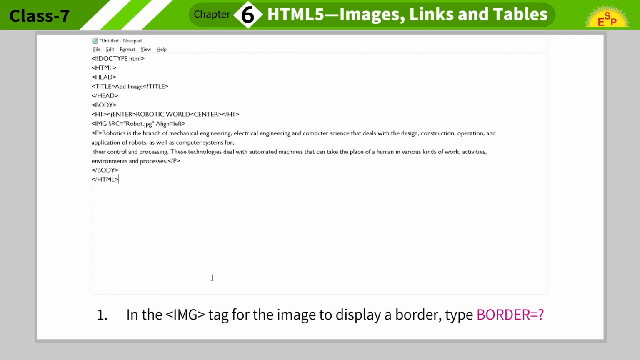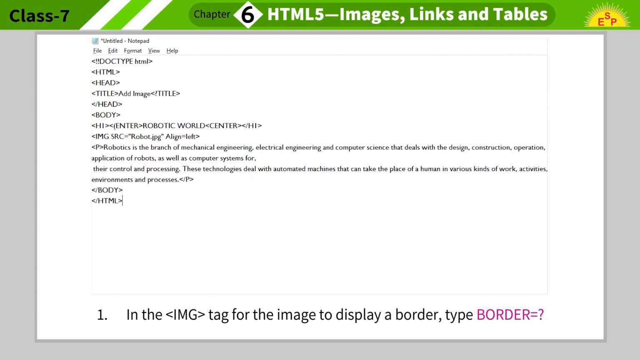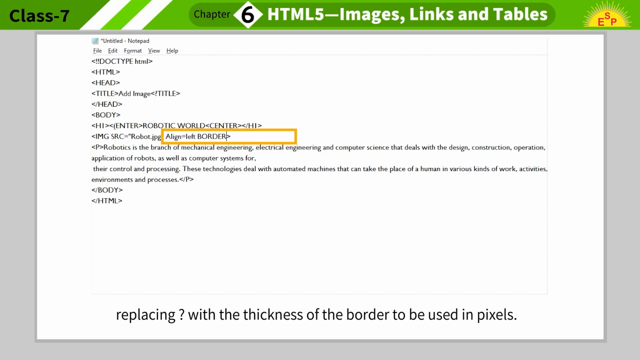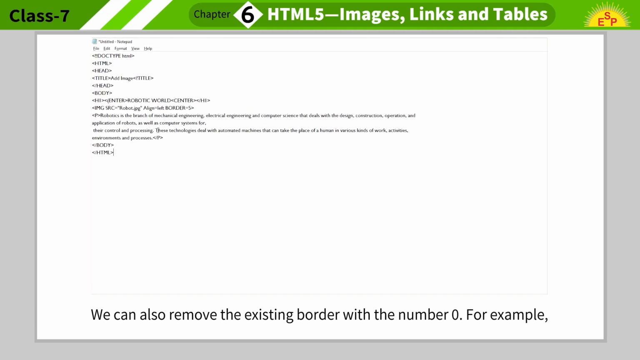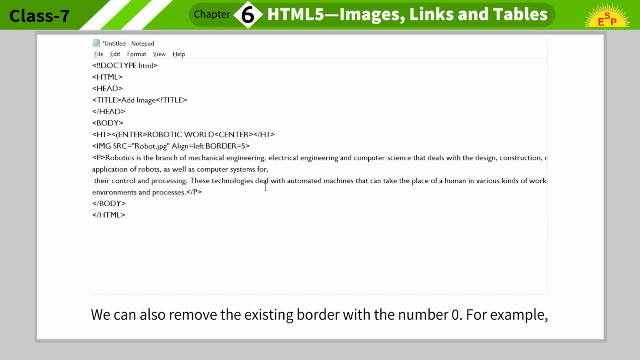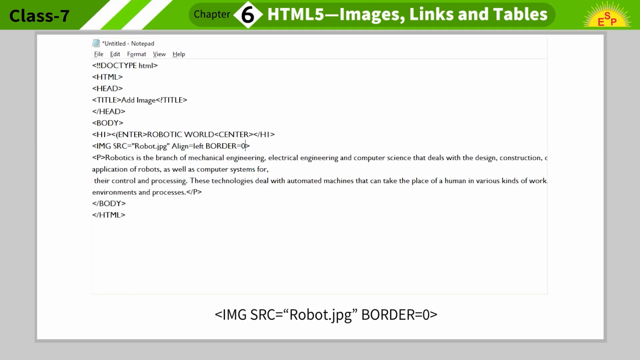Step 1. In the img tag for the image to display a border, type border is equal to, replacing with the thickness of the border to be used in pixels. The image is displayed with a border around it. We can also remove the existing border with the number 0. For example, img src is equal to robot, border is equal to 0.